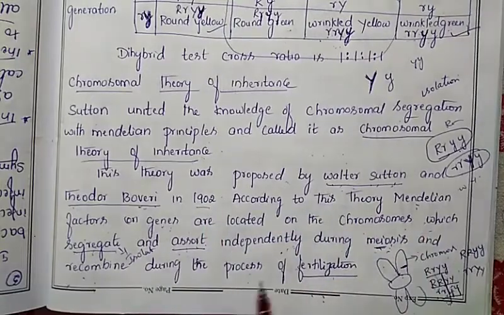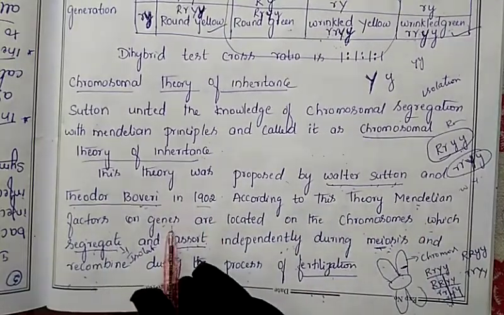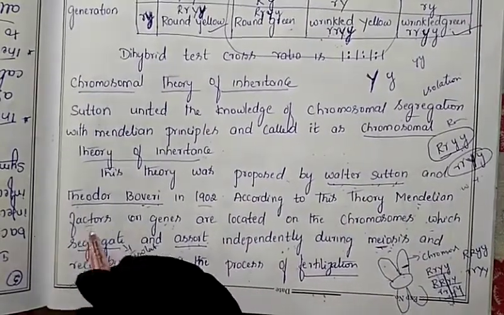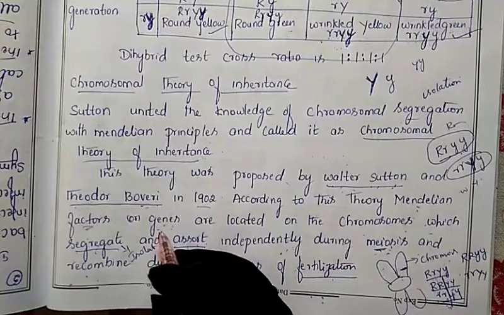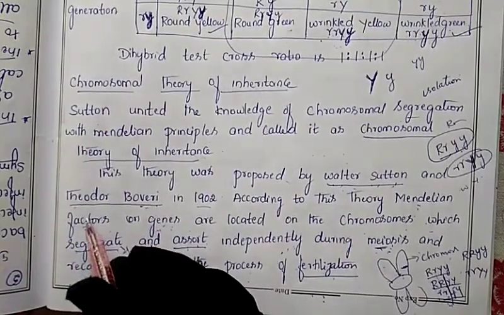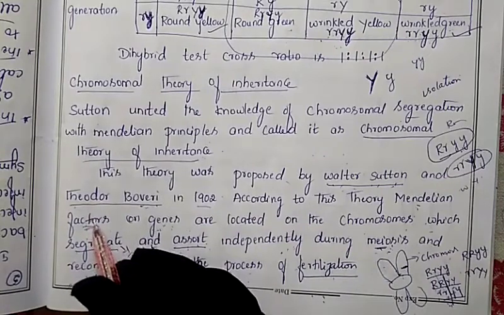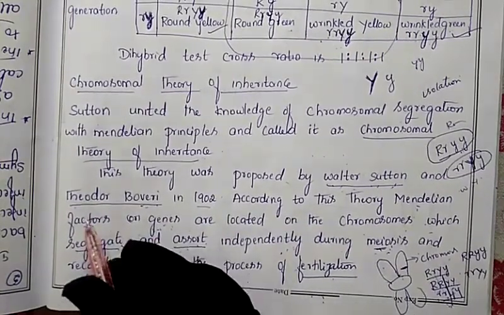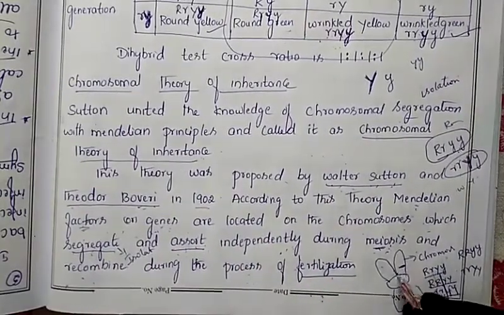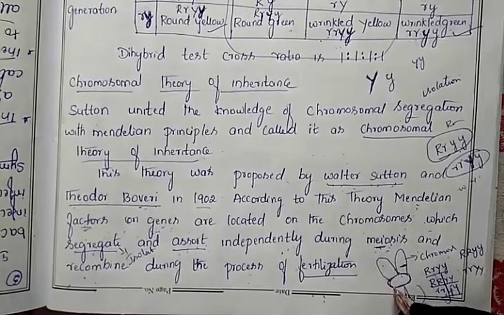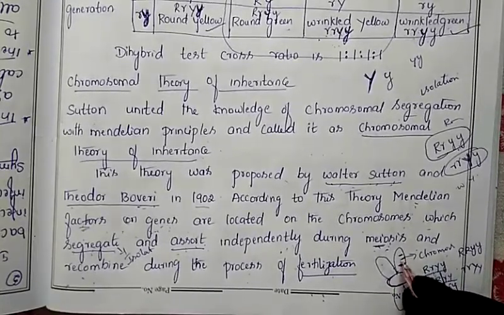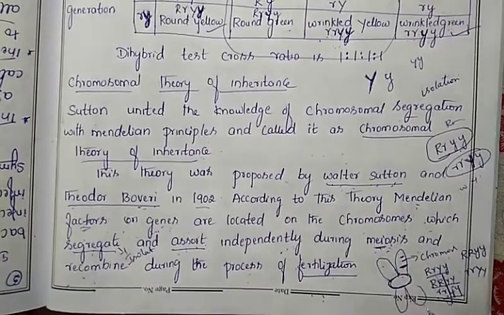According to this theory, what he tells is that Mendelian factors are genes. As I said in my previous class also, factors means genes. We call them Mendelian factors because Mendel is the first person who told about genes, so by his name we call them Mendelian genes or Mendelian factors. Where are they located? They are located on the chromosomes. You know this very well already. On these chromosomes the genes sit, and these genes hold the characters present in our body.